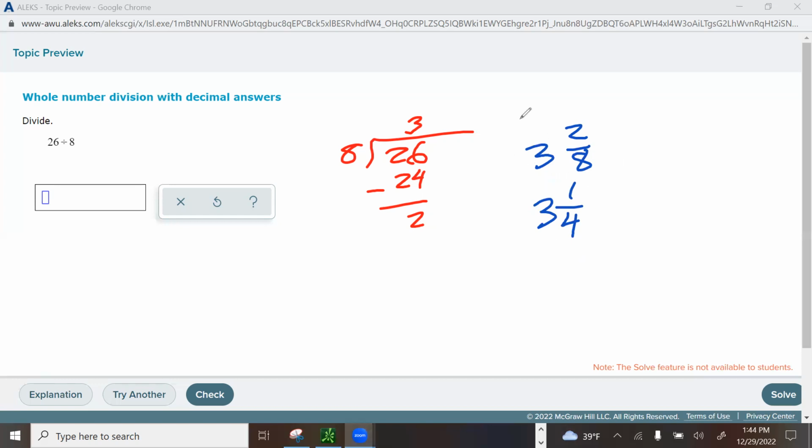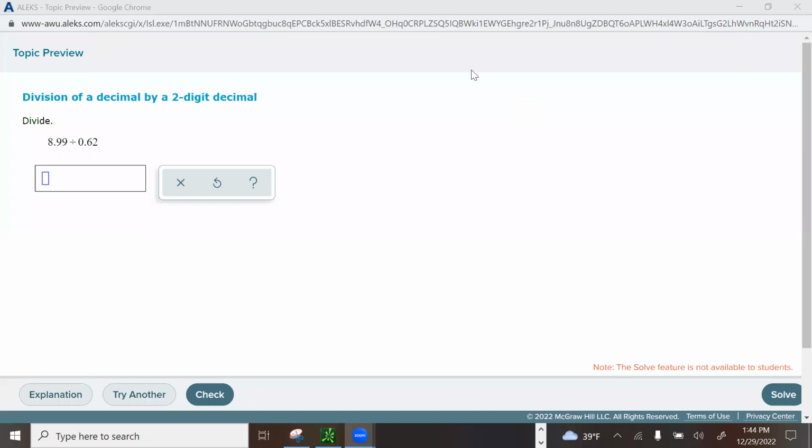Okay, now let's do another one. So this time we've got 8.99, and we're going to divide that by 0.62. This time we're dividing by something that has a decimal in it. So here's the technique.